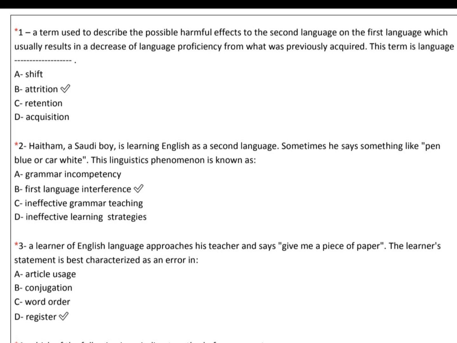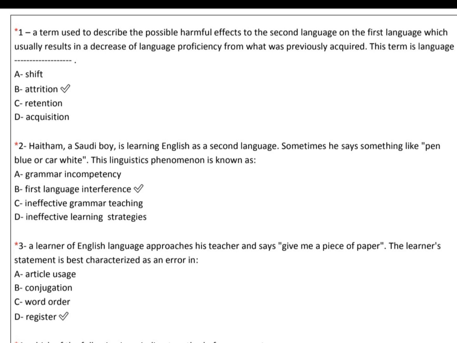A term used to describe the possible harmful effects of the second language on the first language, which usually results in a decrease of language proficiency from what was previously acquired. This term is language: A. Shift. B. Attrition. C. Retention. D. Acquisition.